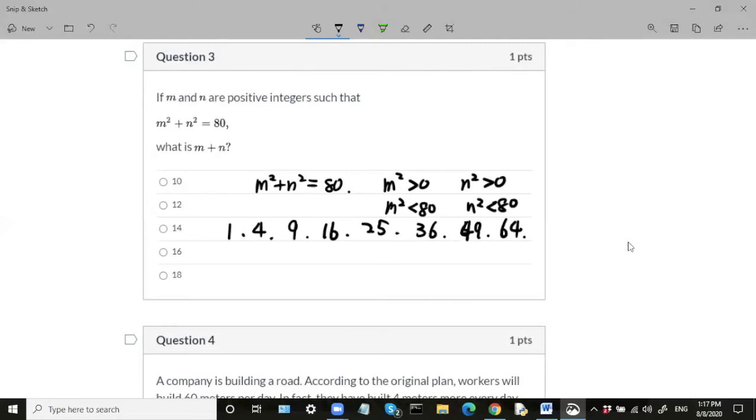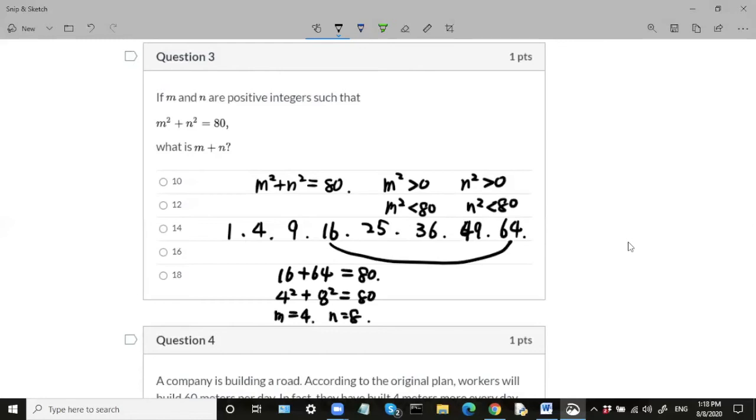Okay, so then we see which two numbers add up to 80. So it's 16 and 64, right? 16 plus 64 equals 80. So that would be 4 squared plus 8 squared equals 80. So m could be 4 and n equals 8. So m plus n should be 4 plus 8 equals 12. So the answer is B, 12.